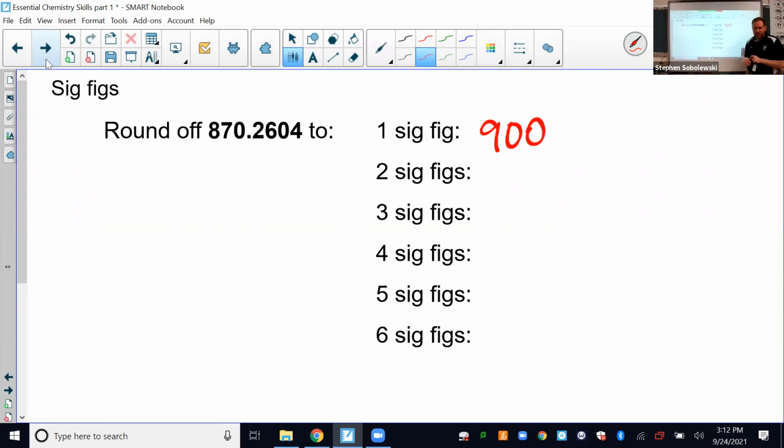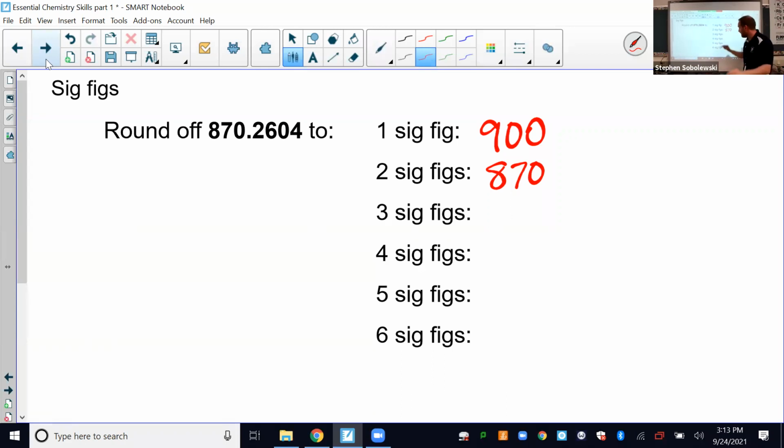What about 2 sig figs? Well, now I can put 2 non-zeros. So the 8 is definitely going to be an 8, and the 7, I pause and say, is that going to stay a 7 or is it going to go up to an 8? Well, there's a 0 next to it, so it's going to stay a 7. And this is going to be 870. 3 sig figs. 870 is what I see in the number there.